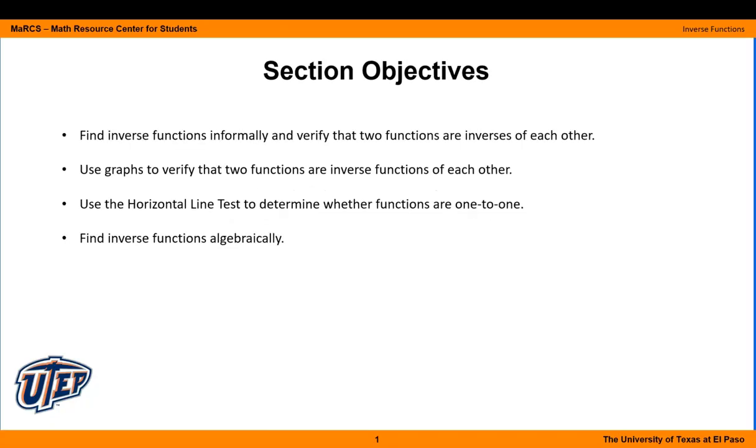So let's get started. In this section we will learn how to find inverse functions informally and verify that two functions are inverses of each other. We will also use graphs to verify that two functions are inverse functions of each other. Next, we will use the horizontal line test to determine whether functions are one-to-one. And finally, we will learn how to find inverse functions algebraically.